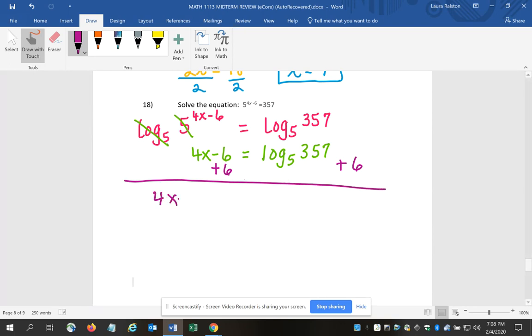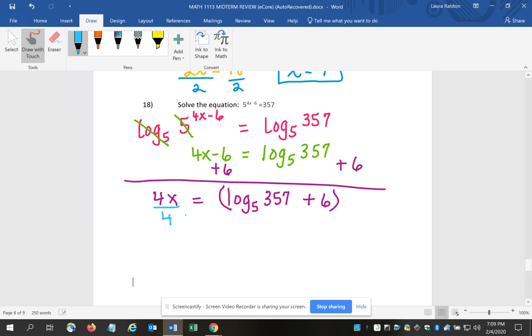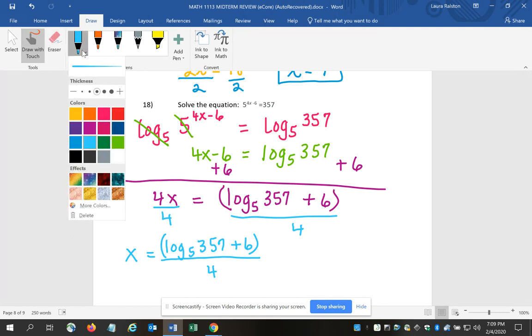So I have 4x equals log base 5 of 357 plus 6. Okay, and that is kind of all together. Then again, I'm trying to solve for x, so I'm going to divide by 4 on either side. So the exact answer would be log base 5 of 357 added to 6, and then that value divided by 4. And again, that gives you the exact algebraic answer.